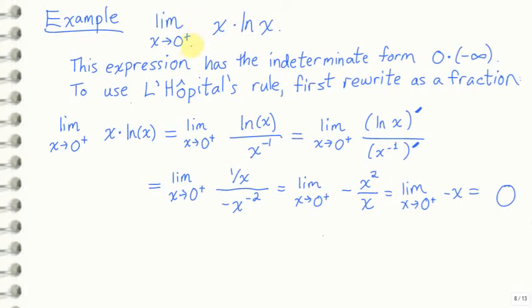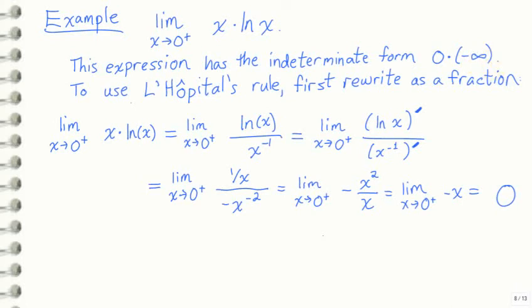I'm given the limit as x goes to 0 of x times ln of x. Now, if we were to just plug in 0 for x and ln x, we would get an indeterminate form. We would get 0 times ln of 0, but ln of 0 goes to negative infinity. So, I'd like to use L'Hopital's rule. But remember, L'Hopital's rule only applies if we're looking at fractions.